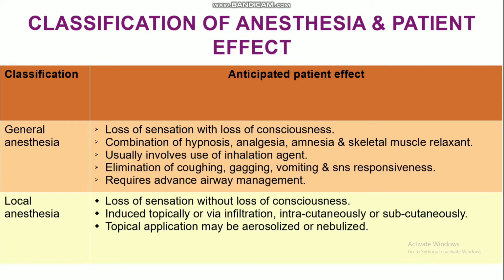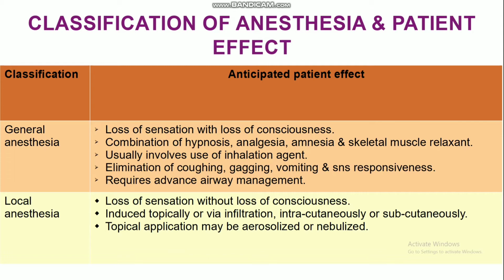So, what is general anesthesia? The loss of sensation with loss of consciousness. A combination of hypnosis and analgesia also happens. Hypnosis means sedation, and analgesia means to prevent or relieve pain, mainly with drugs like ibuprofen. Amnesia means loss of memory. Skeletal muscle relaxants are mainly used. It usually involves use of an inhalation agent. It means to promote general anesthesia, we mainly give an inhalation agent.